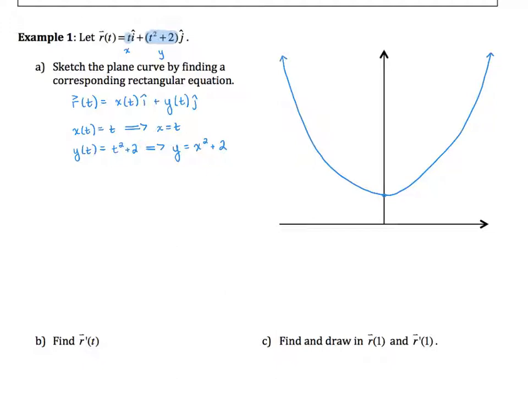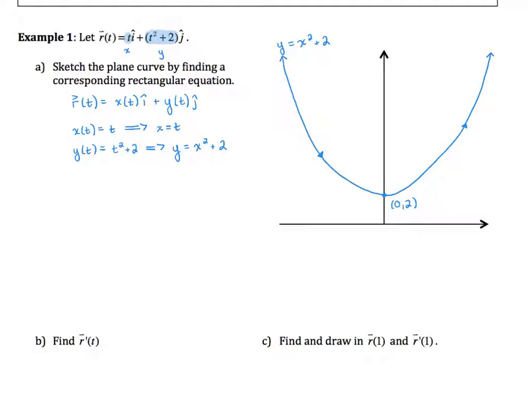We know that this point right here is (0, 2). Here's our parabola. If we think about indicating trajectory, in this case t is going to increase as x increases because t and x are equal. So we are pretty sure that our trajectory will be from left to right. Great, we have sketched the curve. And so now it asks us to find r prime of t.